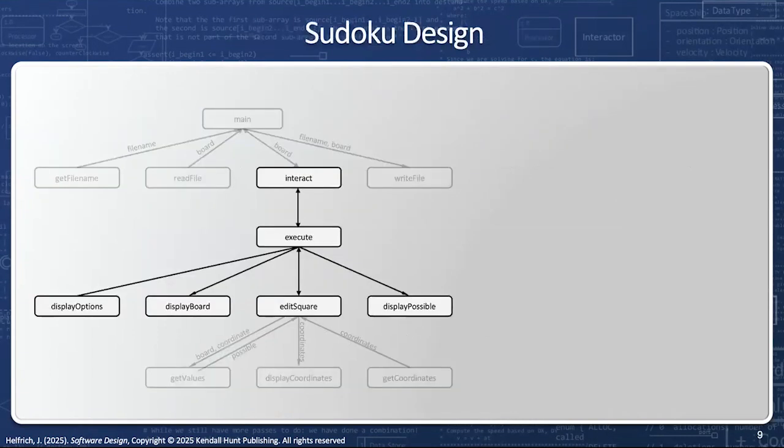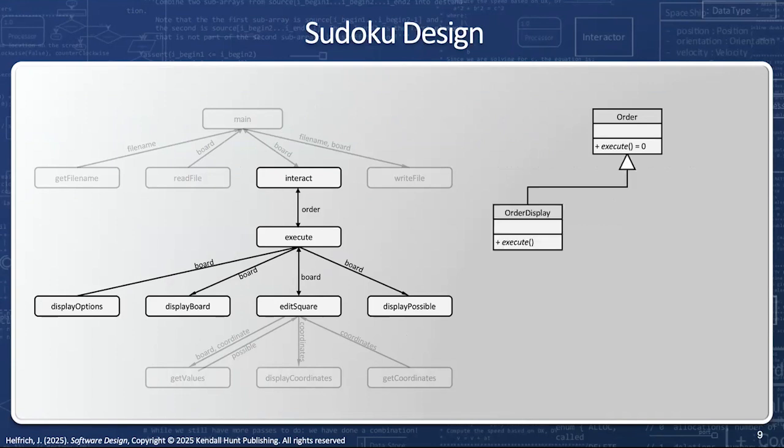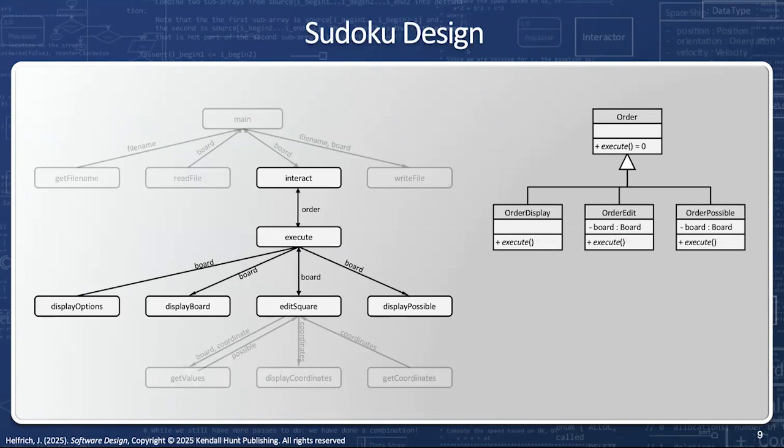So moving back to our original design, the difference now is we no longer have a function pointer, but rather our order is going to come across as an object. And then we're going to call this class Order. It's going to have an execute command. And then there are going to be several different variations for display or order edit or order possible or whatever. Now notice order edit and order possible need the board as an attribute, but order display does not. And so when I create the order, I'm going to give different information according to the needs of that order.